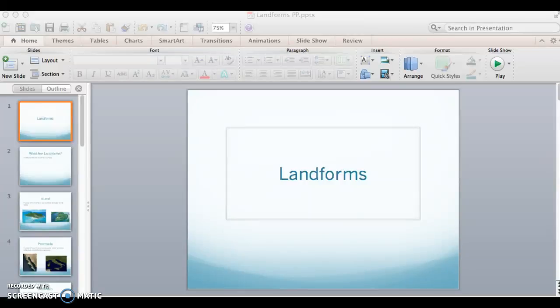Hi there, this is Melanie Fainall here to evaluate my two resources and how accessible they are to all students. First, I'm going to look at a PowerPoint on landforms that I use, and then the second, I'm going to look at a worksheet.